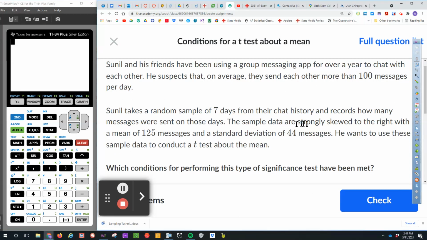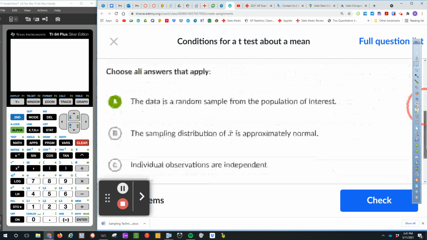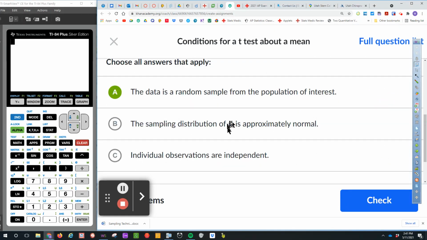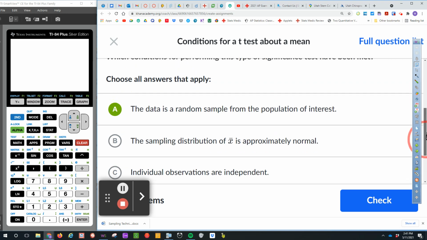So look at this. It says that the sample data are strongly skewed to the right with a mean of 125 and standard deviation of 44, and it has a sample size less than 30. So is the sampling distribution of X bar, the sample mean, approximately normal? We cannot check that because we don't know.